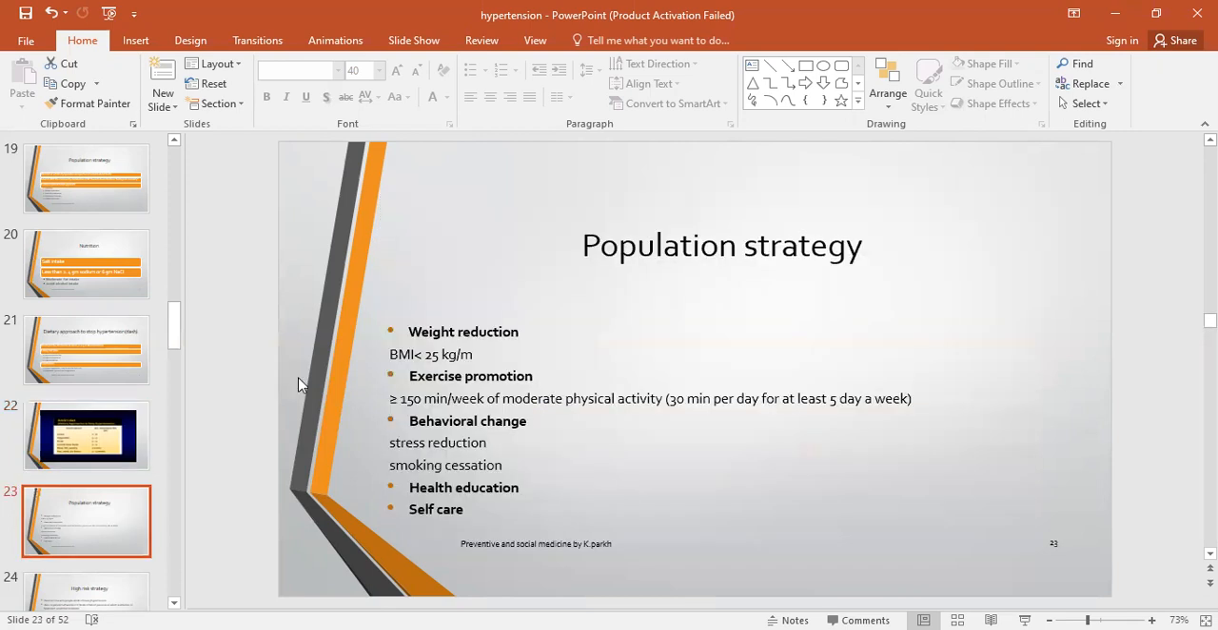And in the population strategy, we can reduce weight, almost a BMI less than 25 kg per meter squared, and promote exercise, more than 150 minutes a week of moderate physical activity, 30 minutes per day for at least 5 days in a week. And in behavior changes, there are many different stress reduction techniques, and stop smoking, health education and self-care.